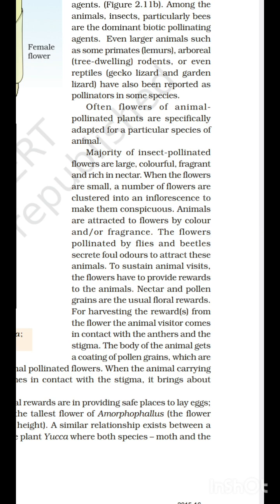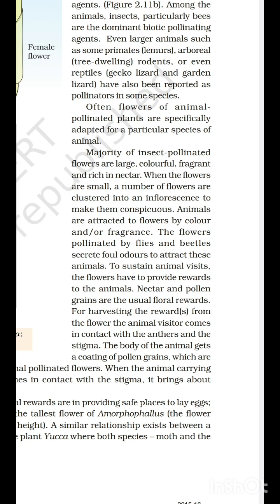Majority of insect pollinated flowers, insect pollinated plants or insect pollination is known as entomophily, and these flowers are generally large, colorful, fragrant and rich in nectar to attract the insect. When flowers are small, a number of flowers are clustered into an inflorescence to make them conspicuous for insects.